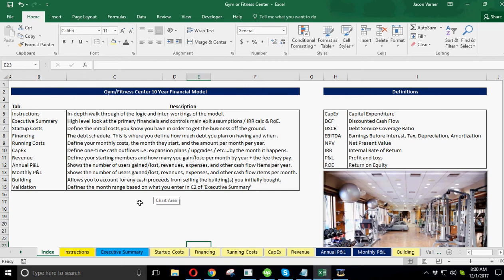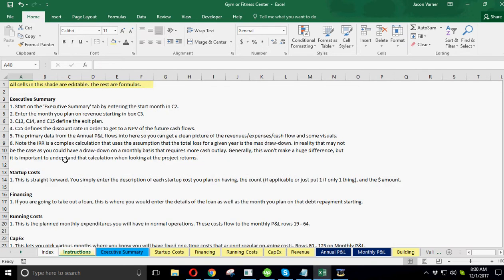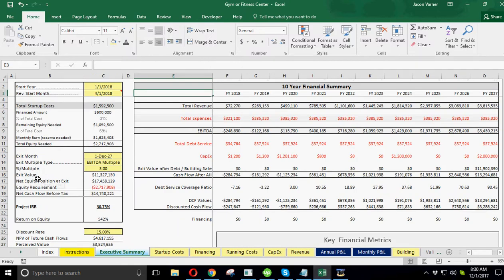Happy day. We've got a 10-year gym slash fitness center financial model I've built here. Spent a good amount of the week on it, and I'm really excited for it. So, I'm just going to try to walk you through an example of how I would actually use it. There is an index here that explains each tab, with more detailed instructions, but let's just get into it.